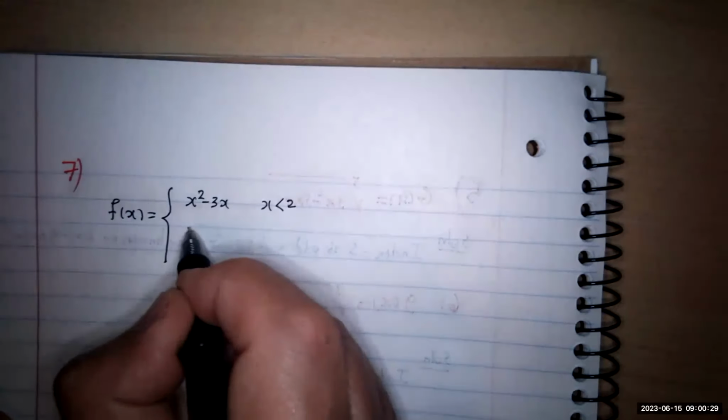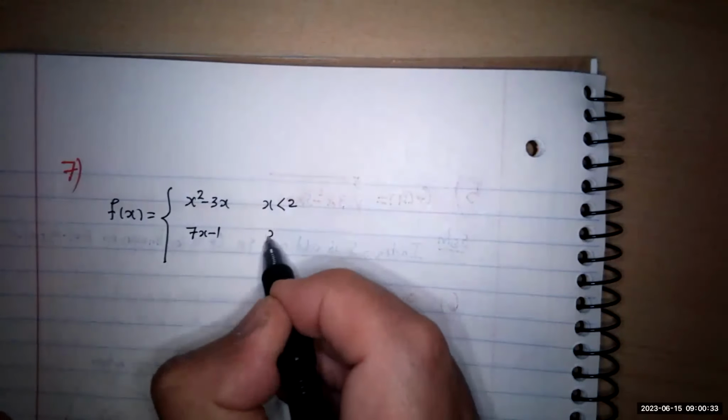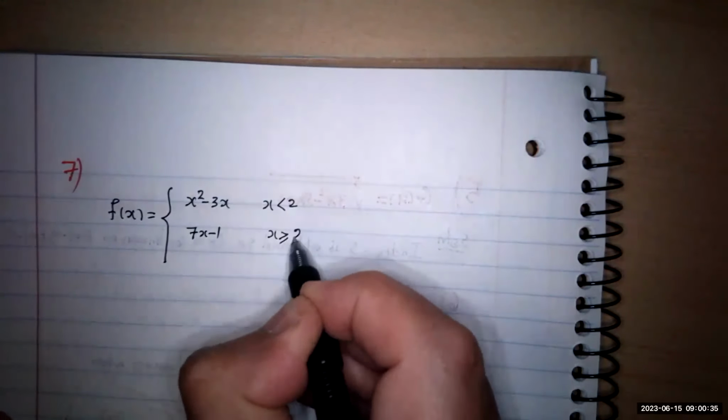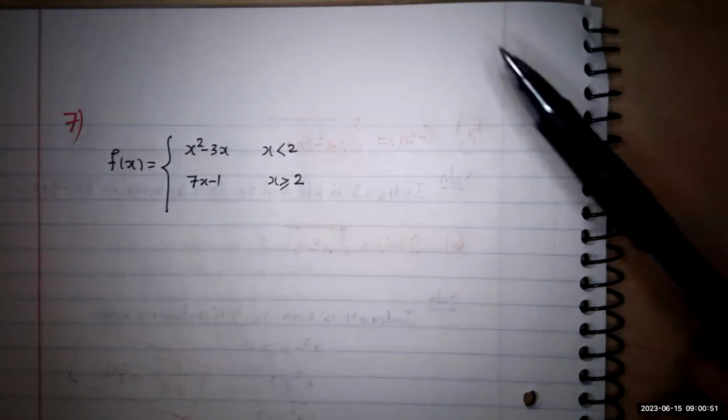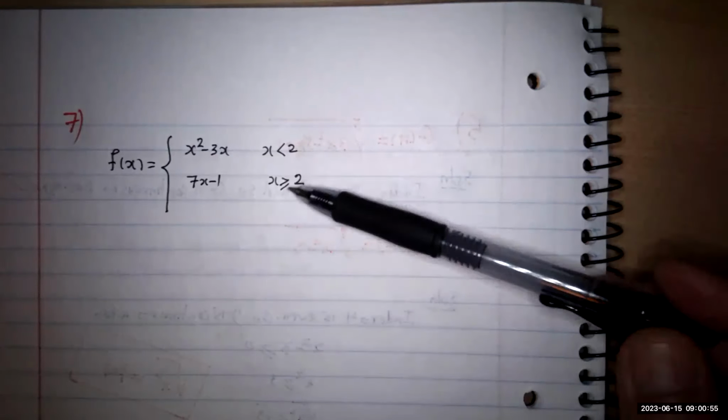And we have 7x minus 1, when x is greater than or equal to 2. This is the function, and they ask you where this function is going to be continuous. From now on, in calculus, this is how you handle this type of problem, a piecewise defined function. Anytime they give a piecewise defined function, your challenge is going to be around the 2 only.